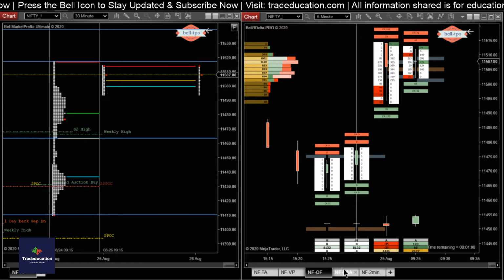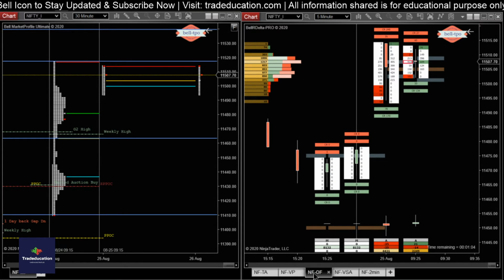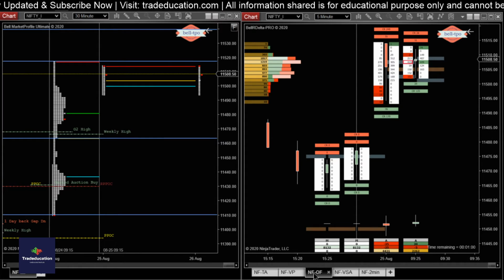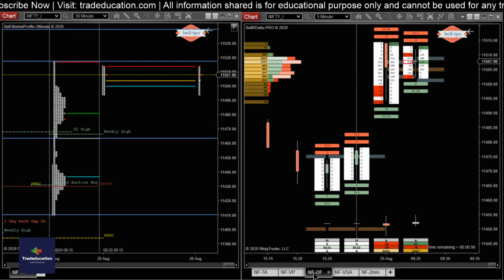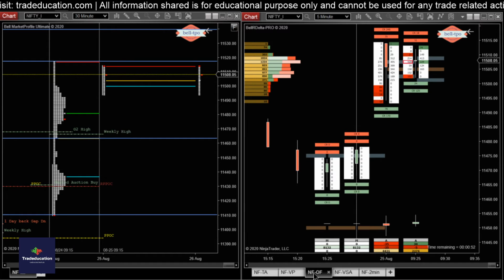So wait for the trade to come to you. Currently, there are no trades. A lot of choppy action is going on, and that's the expected outcome. We need a follow through. If there is no follow through, then it's not a good sign.